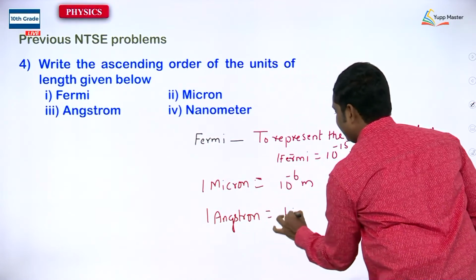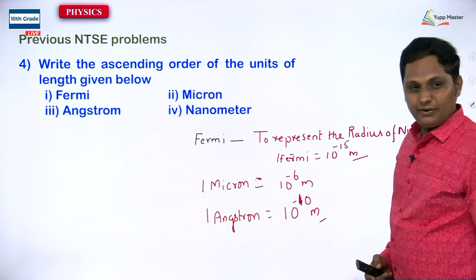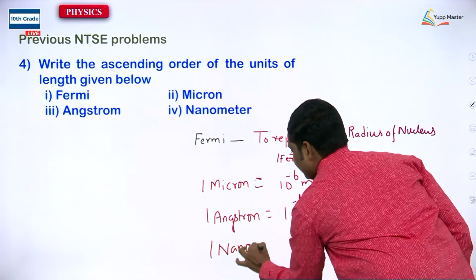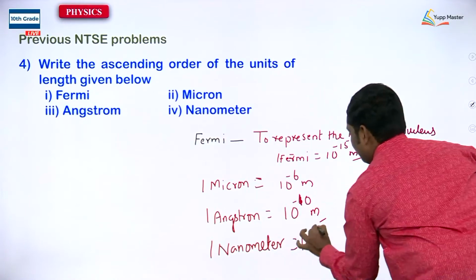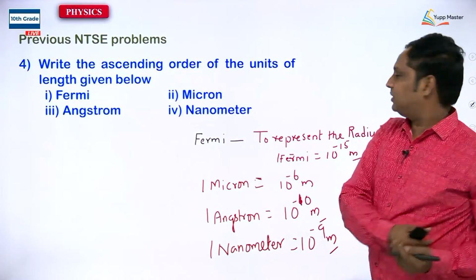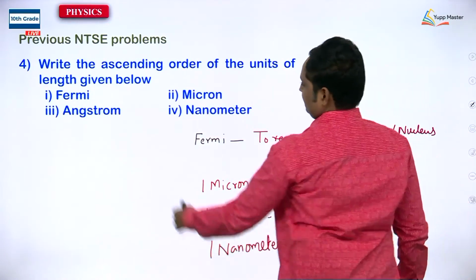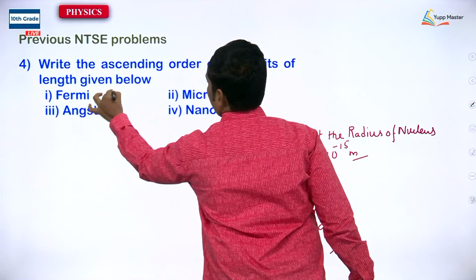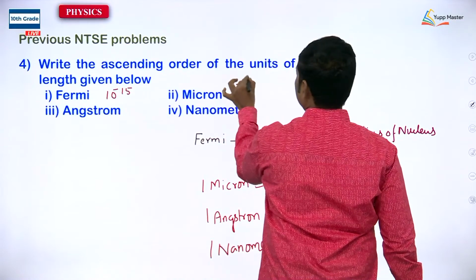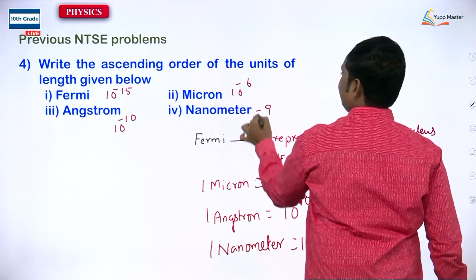we have already discussed that. It is very clear. 1 nanometer is 10 to the power of minus 9 meter. Just take their ascending order. This is 10 power minus 15, this is 10 power minus 6, this is 10 power minus 10, and 10 power minus 9 meter. You just have to take that.